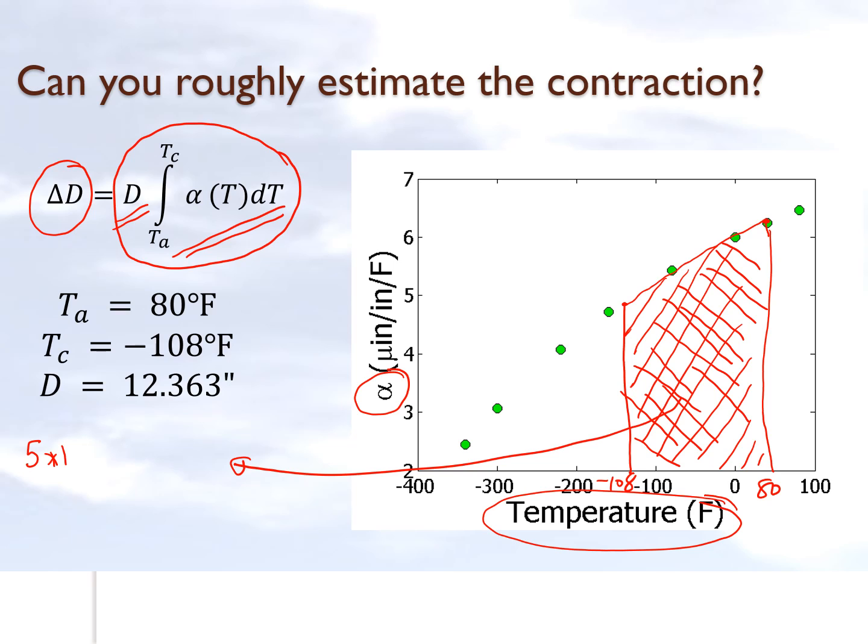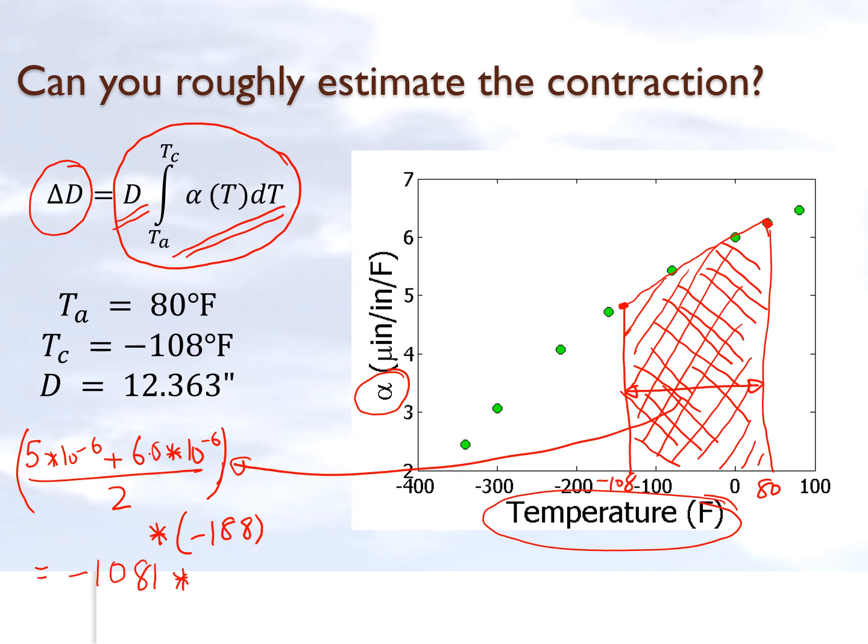So I'm going to say this one looks about 5 or so, times 10 to the power minus 6. That is the height of that parallel side. And the height of this parallel side is about 6.5 times 10 to the power minus 6. Divided by 2, that gives me the average length of the parallel sides, multiplied by the perpendicular distance between the two parallel sides, which is minus 188. So that is the area of a trapezoid, right? Average length of the parallel sides multiplied by the perpendicular distance between the two parallel sides. And what I get here is minus 1081 times 10 to the power minus 6.